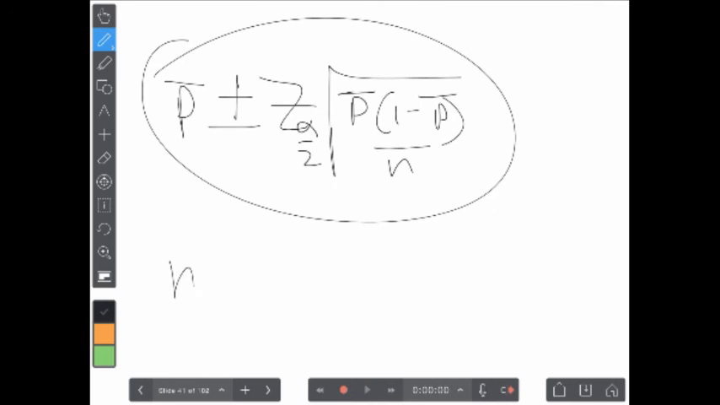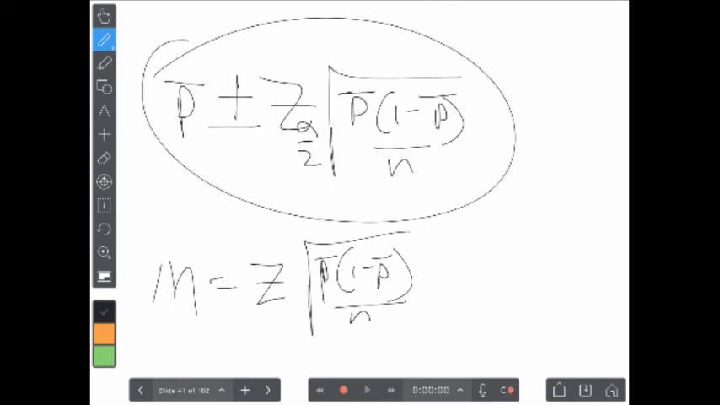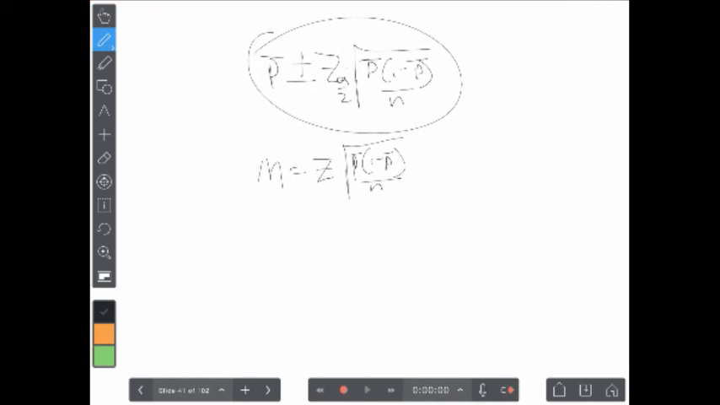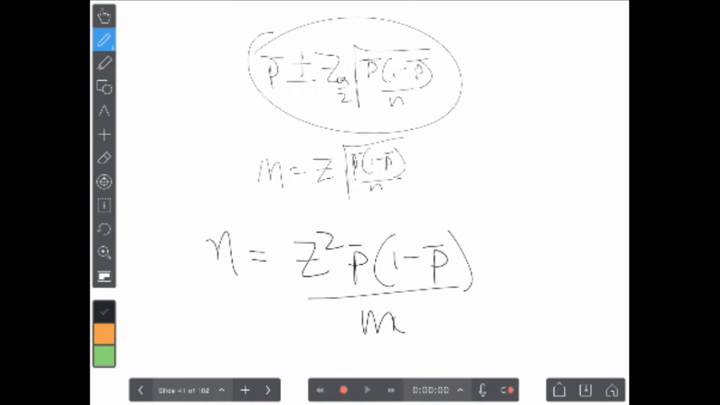And now if I want sample size, it turns out that the margin of error is the Z times the square root of p bar times 1 minus p bar over n. So we can manipulate the formula to make n the subject of the formula, and we will get sample size is equal to Z squared times p bar times 1 minus p bar over the margin of error squared. That's the formula. And all we're doing is squaring both sides.